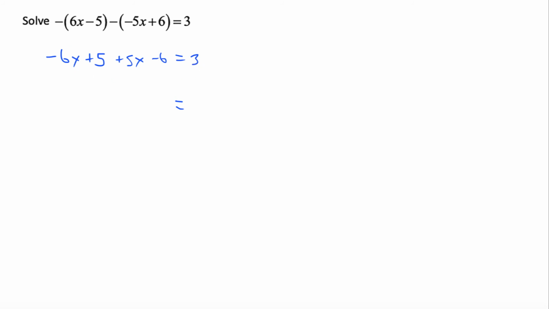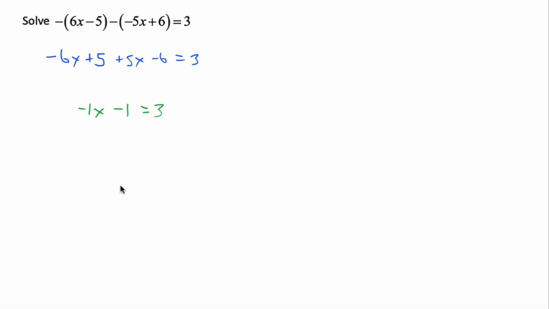So on the left side, what can we combine? Negative 6x plus 5x, which is negative 1x, and positive 5 minus 6, which is negative 1. And on the other side, we're going to have equals 3 here. I'll just erase that one. So we'll get equals 3.